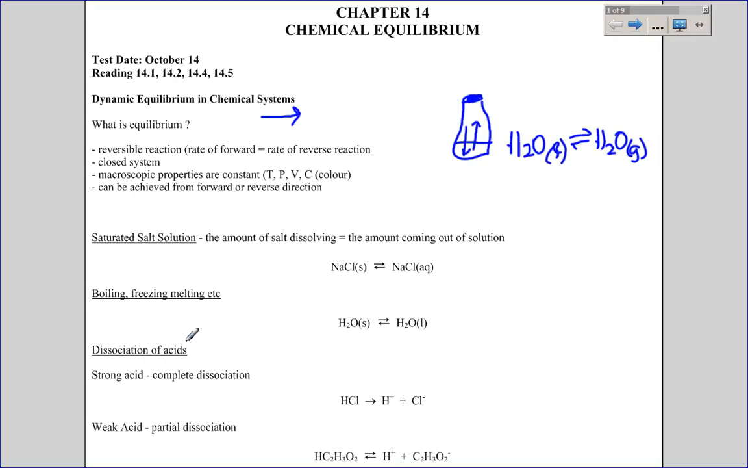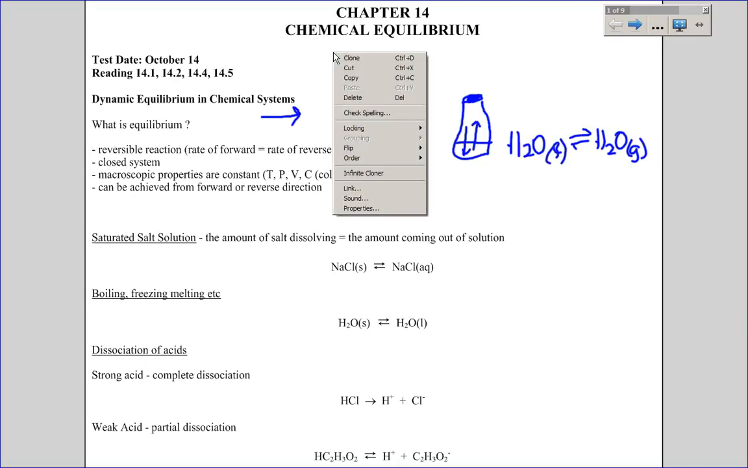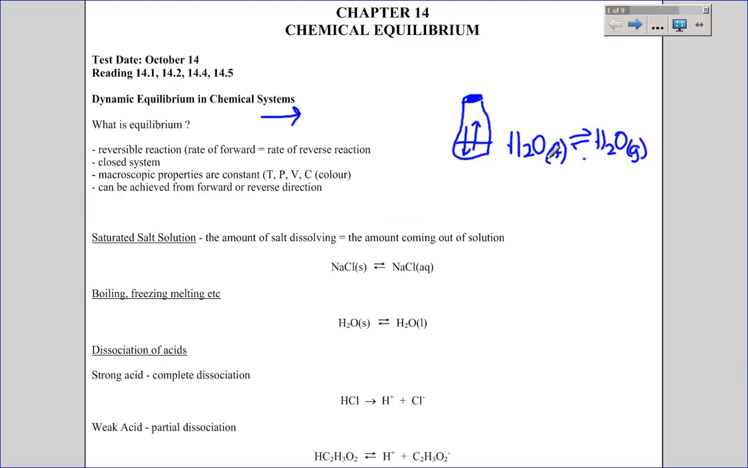In a system that's at equilibrium, the macroscopic properties are going to stay constant. So because the rate of the forward and reverse reaction are happening at the same rate, the amount of the reactants and the amount of the products are going to stay the same for infinity, basically. So what that means is that the macroscopic properties, or if we look at it from the outside, it looks like nothing is happening.